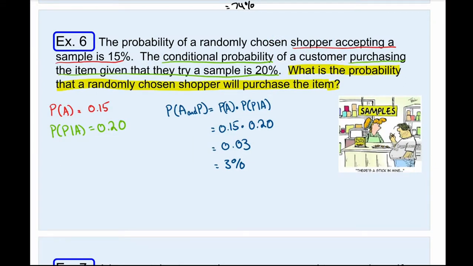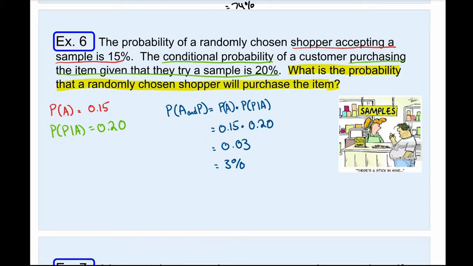Coming back to this question, we should have underlined and highlighted a couple of things. One, the probability of the shopper accepting a sample is 15%. And then based on that, there's a conditional probability that if they accept the sample, there's a 20% chance that they will purchase the item. So what is the probability that a randomly chosen shopper will purchase the item given those two events?